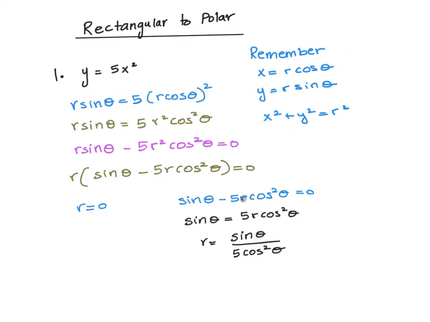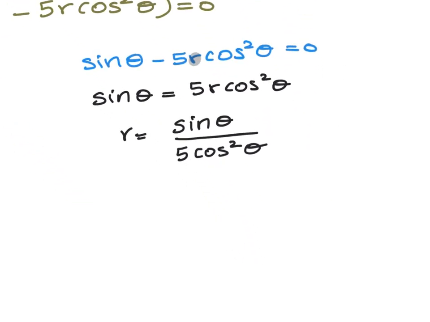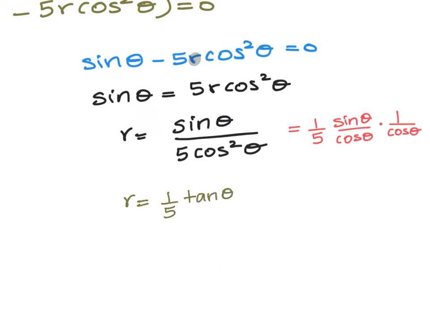Let's go ahead and fix this. So cosine squared on the bottom is like cosine and cosine. So this is going to be like 1 over 5, sine theta over cosine theta, and 1 over cosine theta. Do you see that? So you need to remember some of your identities. Cosine squared is like cosine times cosine. So you can take sine over cosine to be what? So 1 over 5 tangent theta. And what is 1 over cosine? Secant theta.